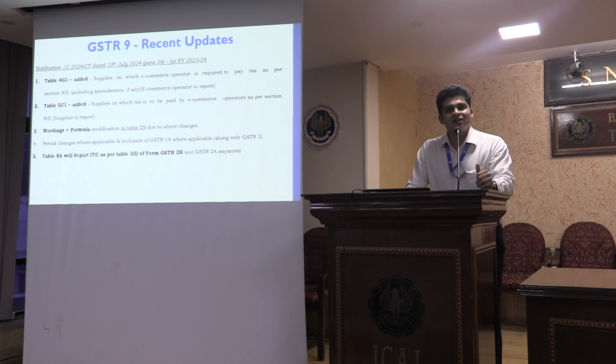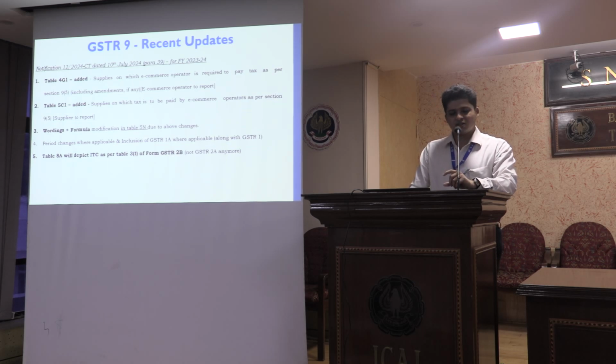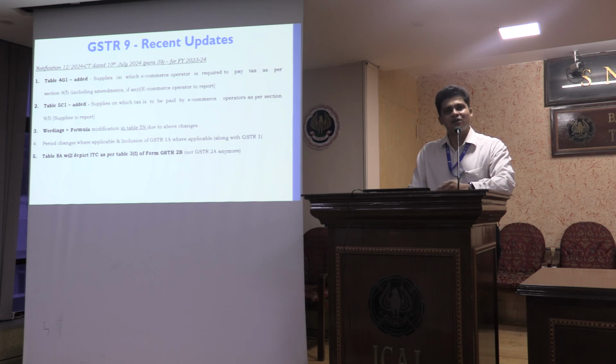This is very vital when we come to 9C disclosure. To enable this, there are some transactions. So 4G1 must be disclosed by the e-commerce operator where he pays the tax. 5C1 is to be disclosed by the supplier to the e-commerce operator where he would not be paying any tax. Words and formula changes have been done to enable this change.